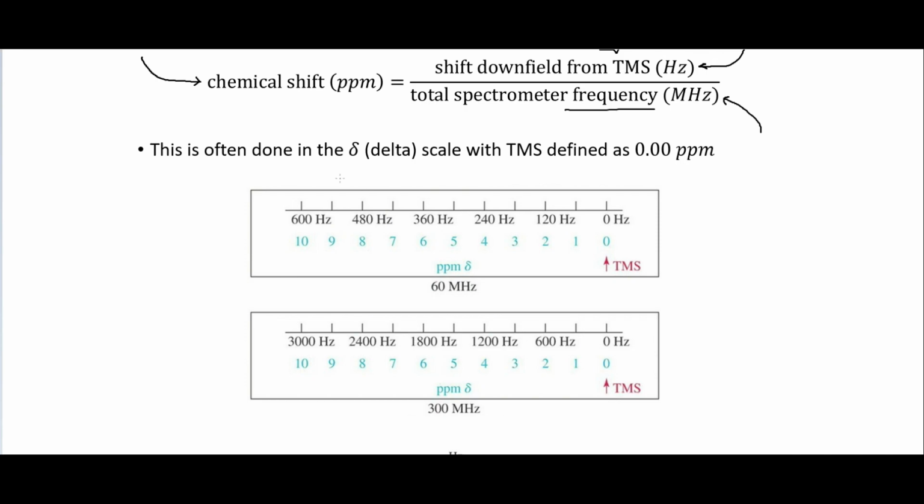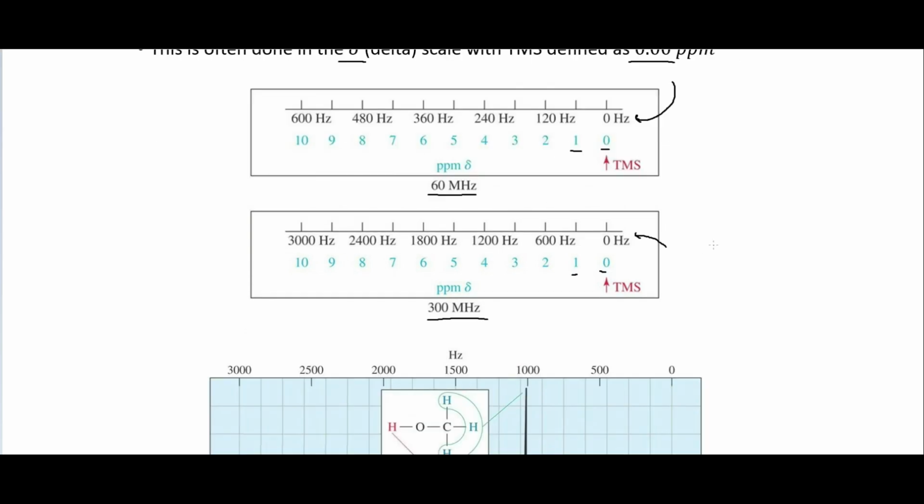And so this is often done in this delta notation, where the TMS is defined as the 0 parts per million. And so we can see if we have a 60 megahertz instrument or a 300 megahertz instrument, the hertz on here will be different, but we can call the delta here the same on both of these instruments. So that gives us a nice standardized way of talking about these shifts here.